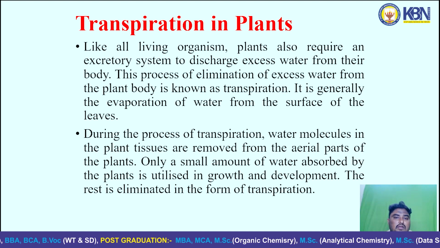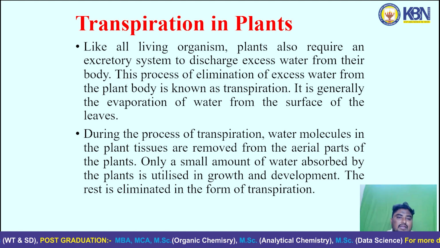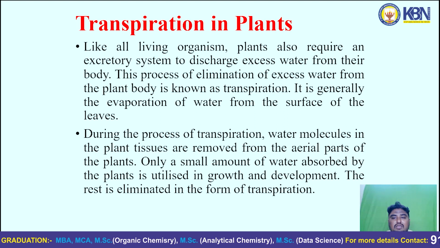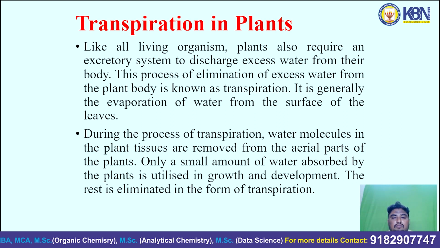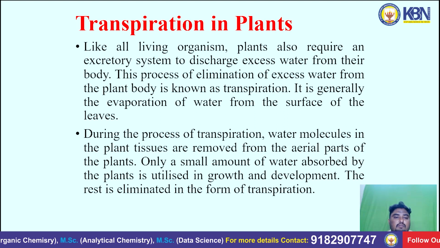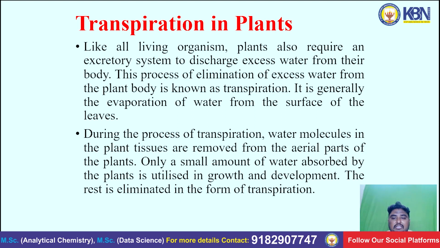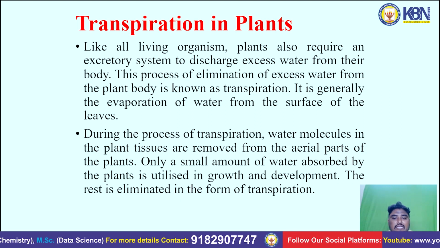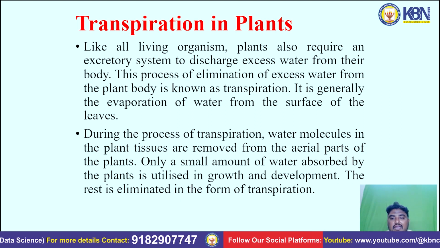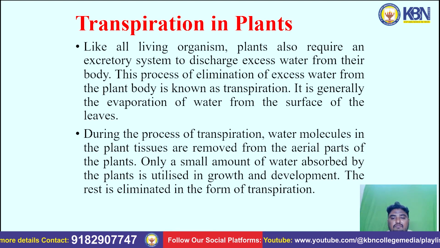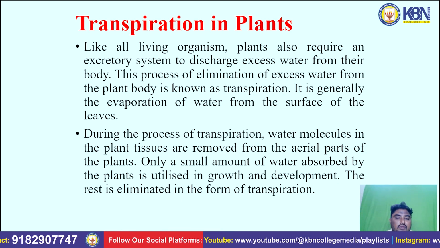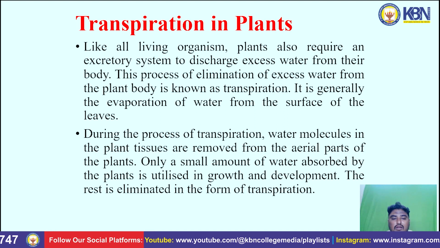The next topic is transpiration in plants. Like all living organisms, plants also require an excretory system to discharge excess water from their body. This process of elimination of excess water from the plant body is known as transpiration. It is generally the evaporation of water from the surface of the leaves. During the process of transpiration, water molecules in the plant's tissues are removed from the aerial part of the plants.